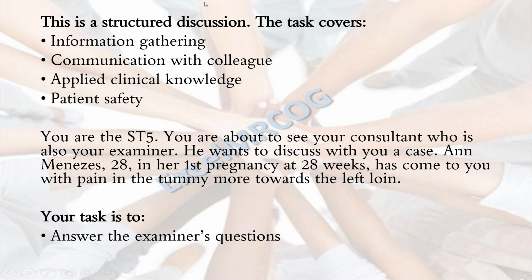Okay. So now she was found to be in preterm labor, and the uterus is contracting at 2 contractions in 10 minutes, and the cervix is 2 centimeters dilated. What's your management plan?